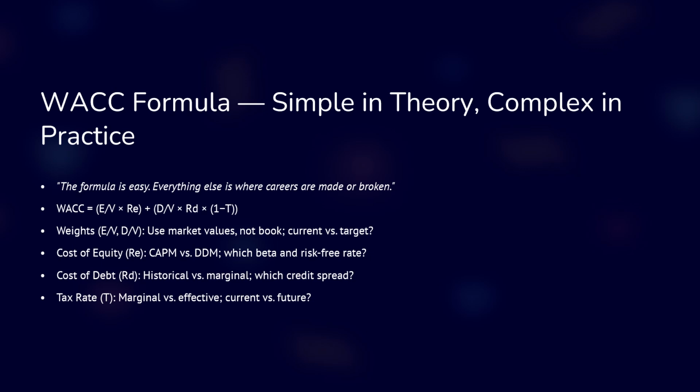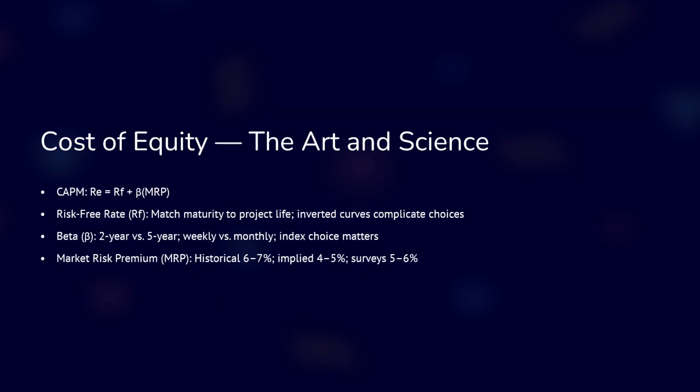The cost of debt, the RD, don't use the historical average rate on existing debt. Use marginal cost. What would it cost to borrow additional money today? Credit spreads change constantly. And while the formula is your friend, judgment calls will make or break your analysis. CAPM is like democracy, the worst method except for all the others. Let me break down the real-world challenges here.